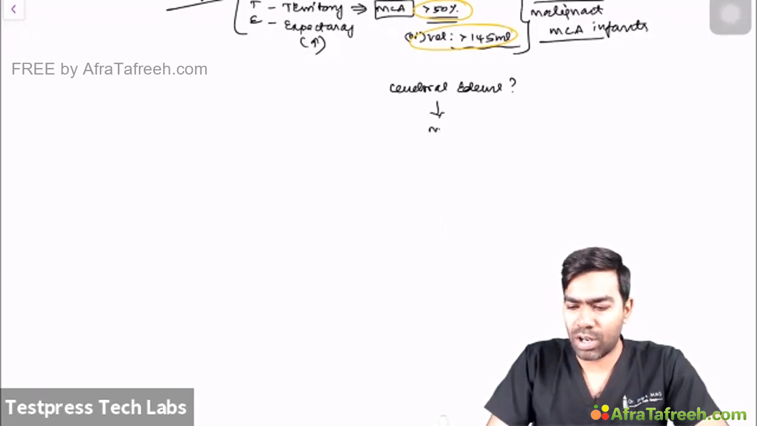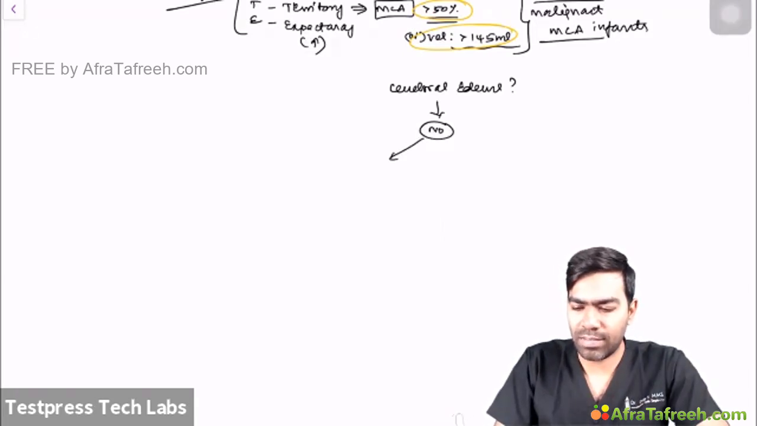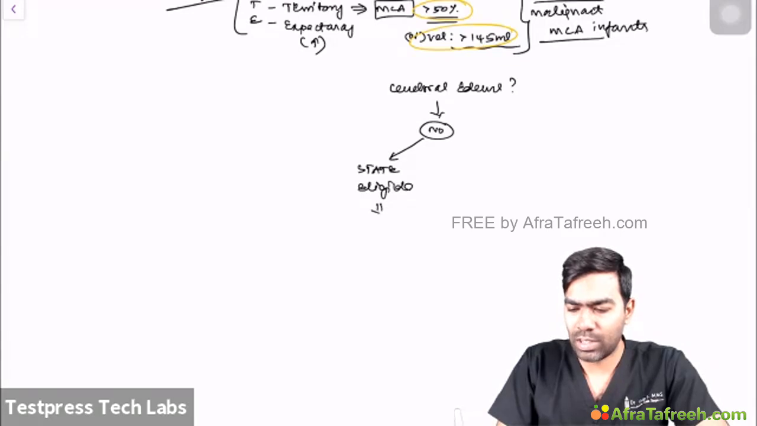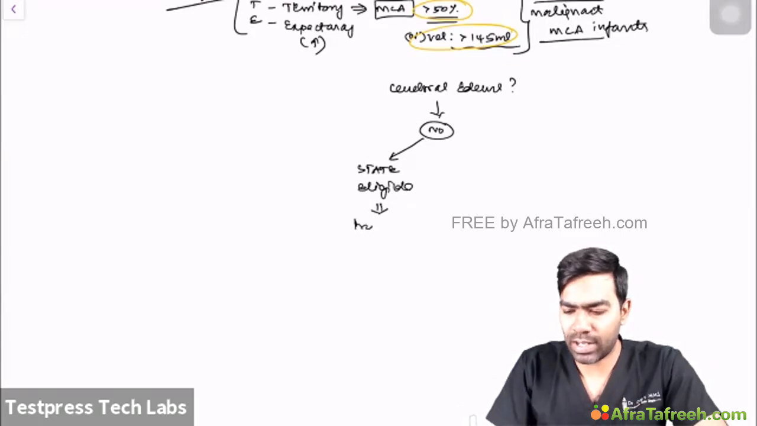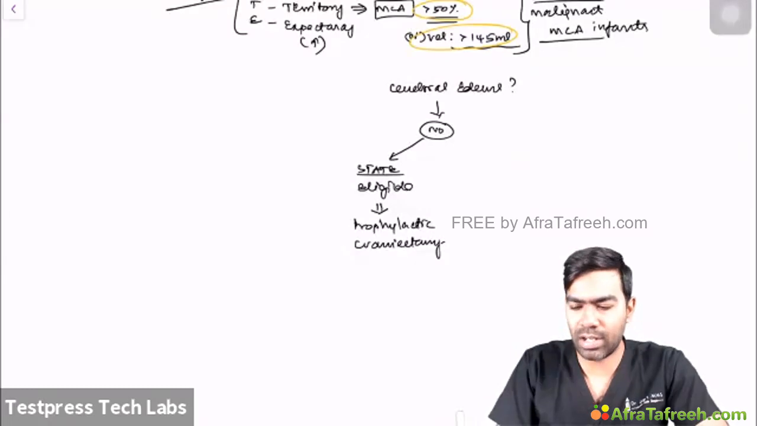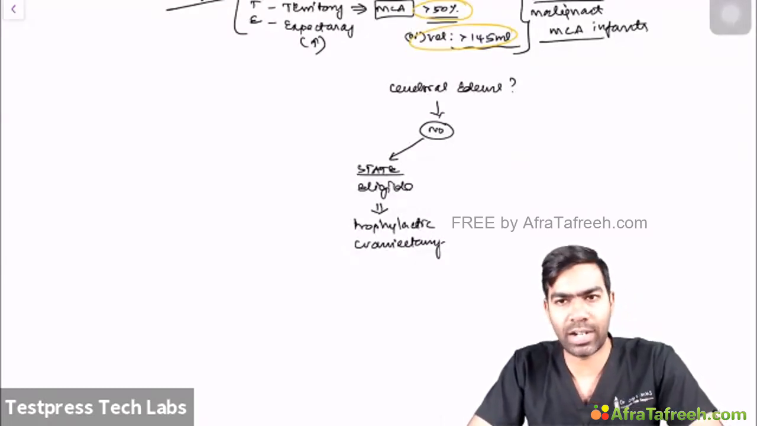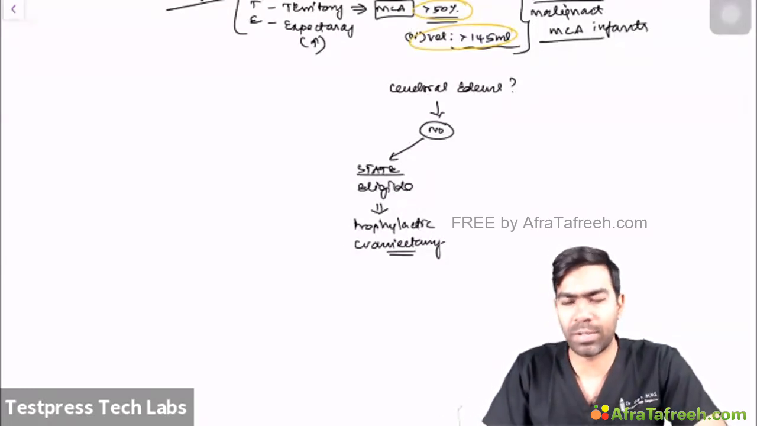If the patient has not got a cerebral edema, see whether STAIR criteria is applicable or not. STAIR eligible. Then in those patients, you can do a prophylactic craniectomy. If the patient is STAIR criteria eligible, then in that setting, you can directly go for prophylactic craniectomy. What do you mean by prophylactic craniectomy?